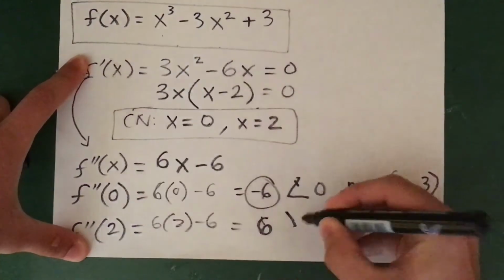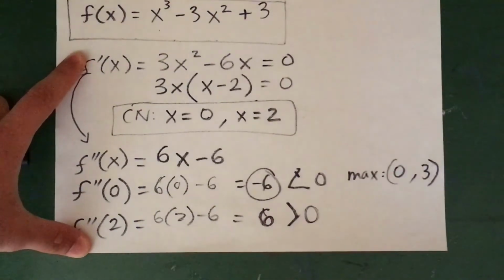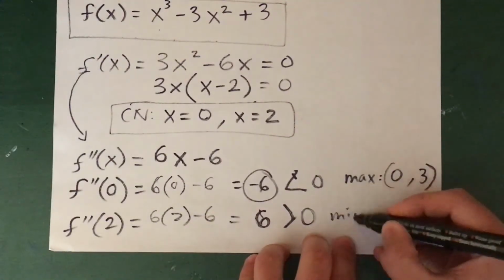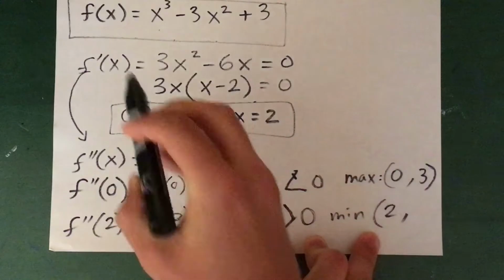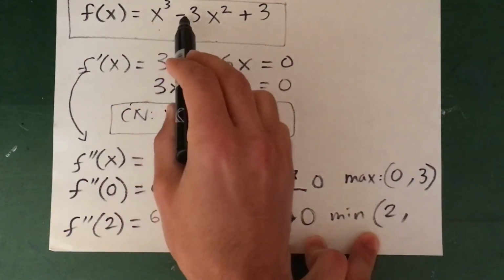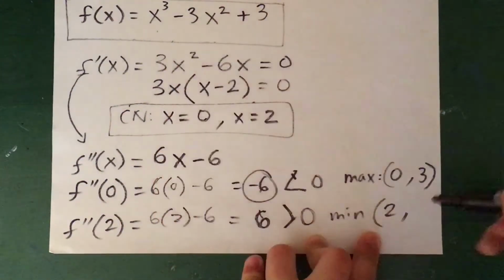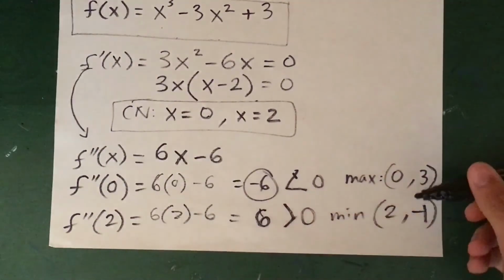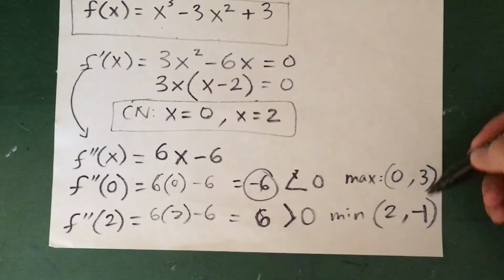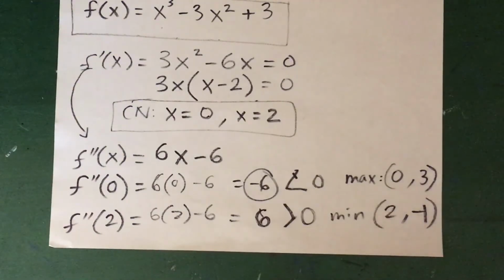And 6 is greater than 0, which means we have a minimum at x equals 2. Then we put 2 inside the original function: that's 8 minus 12, which is negative 4, plus 3, negative 1. So that's all the relative extrema: we have a maximum at (0, 3) and a minimum at (2, negative 1). And that's the second derivative test.